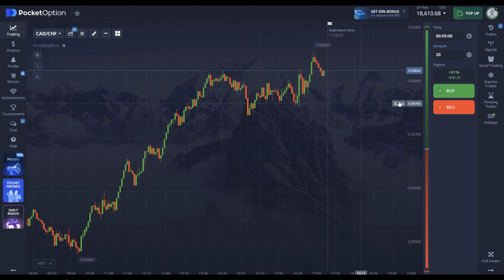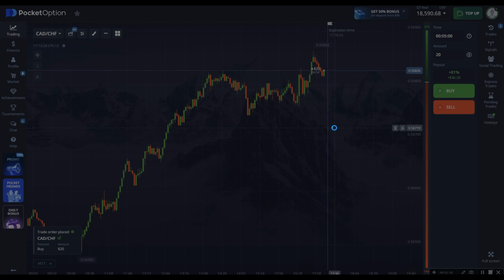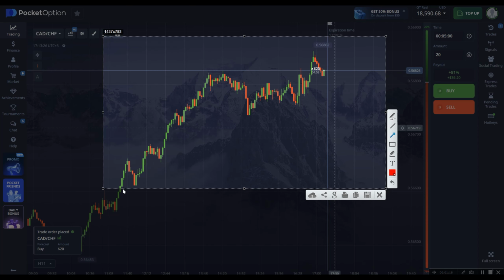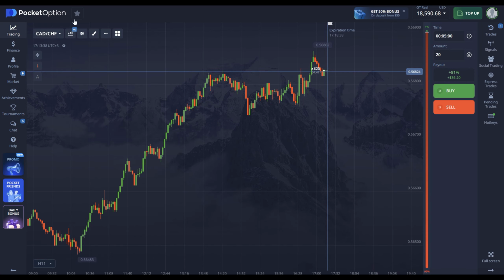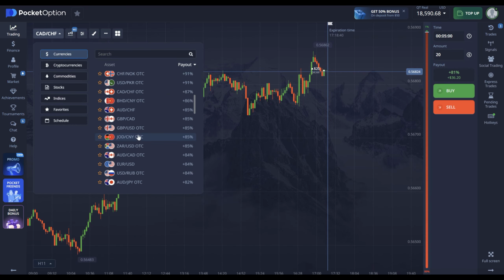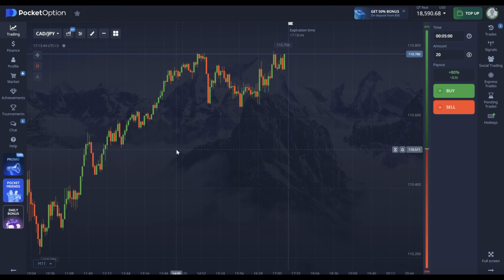The Canadian dollar Swiss franc. Here, I'm opening an upward trade. In this case, on the contrary, we have a strong upward trend. The price has returned to the previously broken support resistance zone. So, from this zone, I'm opening an upward trade in the direction of the current trend.